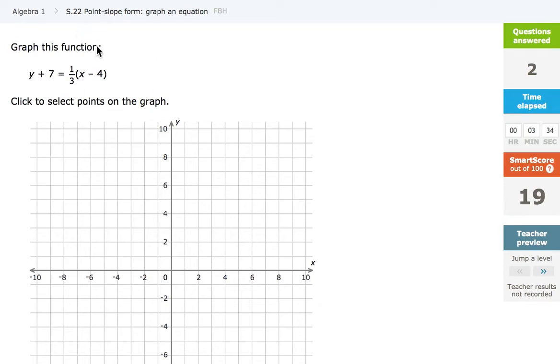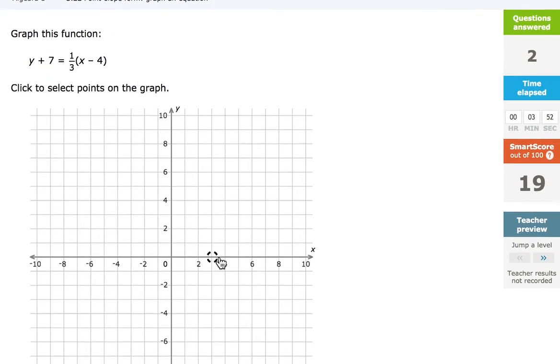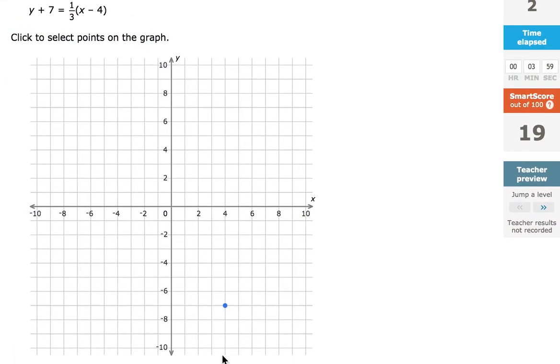Now let's start by graphing the point. In this case, after x we have a -4, so let's think of that as +4. After y we have a +7, so let's think of this as a -7. So let's graph the point +4, -7. We go to +4, then -7, graph that point, and from there we will use a slope of 1/3.